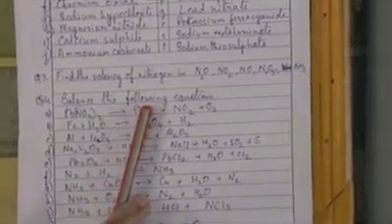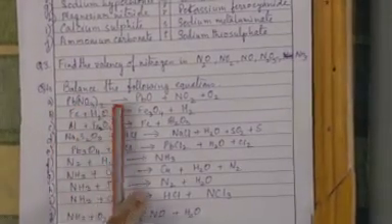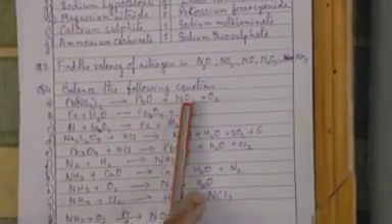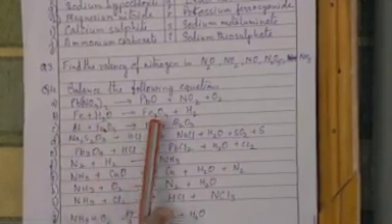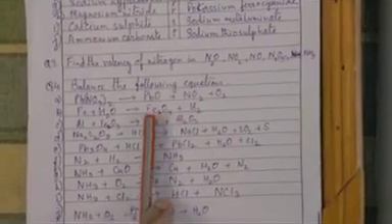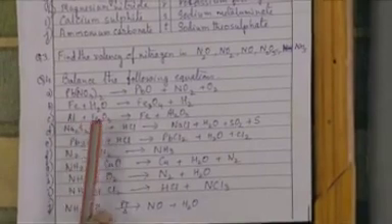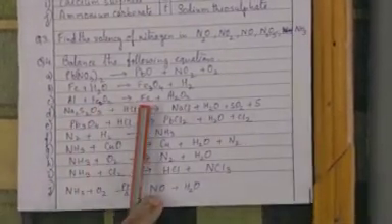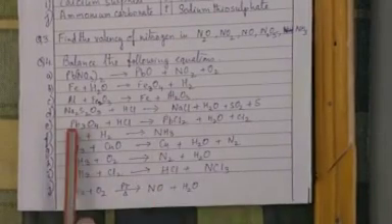Next question. Find the valency of nitrogen in N2O, NO2, NO, N2O5, NH3. Balance the following equations. Lead nitrate on heating gives lead oxide, nitrogen dioxide, oxygen. Iron plus water gives ferric oxide, ferroferric oxide, Fe3O4, triferric tetraoxide, plus hydrogen. Aluminium plus ferric oxide gives iron plus aluminium oxide, Al2O3.